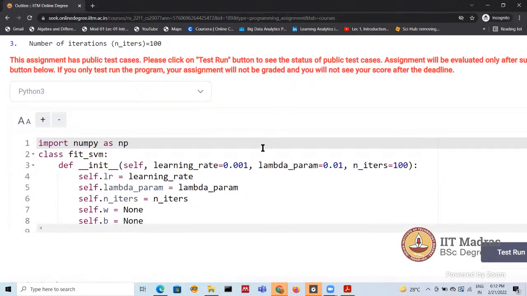Is it visible? I hope it is visible now. So you are initializing all the parameters here with the learning rate, lambda parameter, and number of iterations as given in the question. Initially, you have no value for W and B.